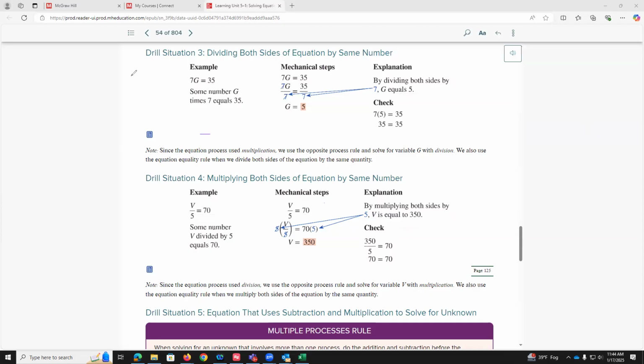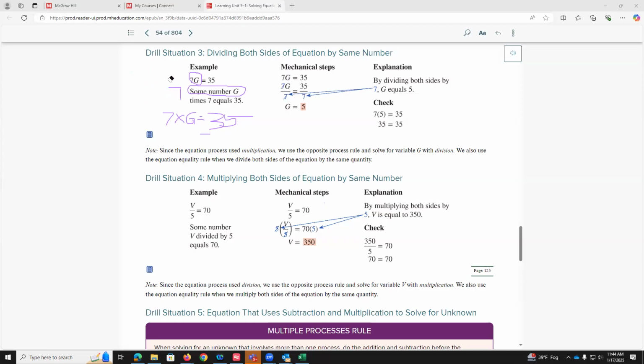Our example is 7G, which we know means we've got 7 G's. 7 times G equals 35. And the way the words are is some number that we don't know, we're going to call it G, times 7 equals 35. So what this really is saying is 7 times G equals 35. That's kind of the longhand way to write this. But in business math and algebra, we take out that X or the multiplication sign and we just put it right beside the letter. So when the letter is right beside the number, that means we're multiplying.